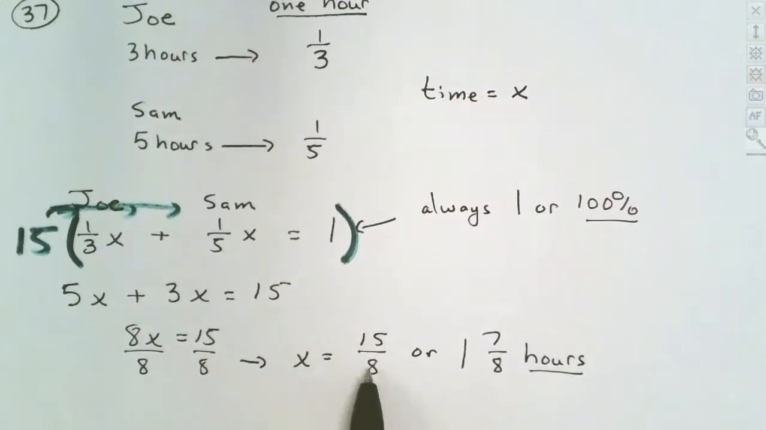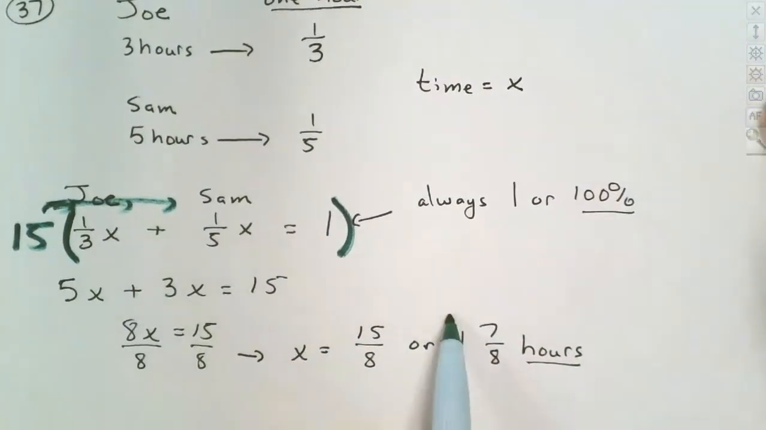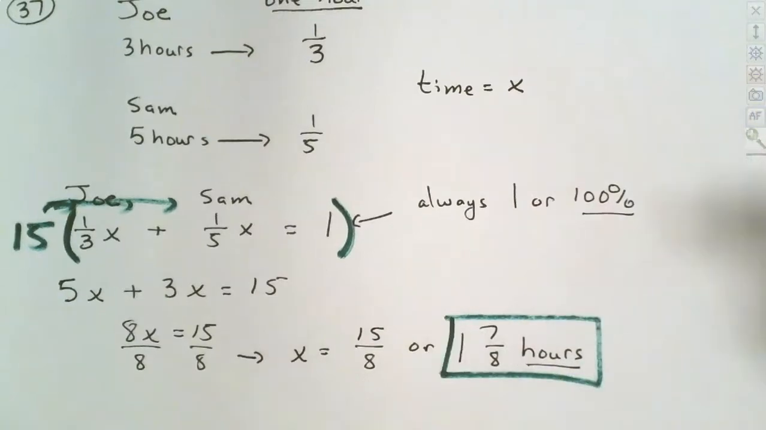We've got 15/8, which is 1 and 7/8 hours. Now, is that less than 3? Yes, so it makes sense for our question. So I would take 15/8 or I would take 1 and 7/8. Either one is fine, or even the decimal equivalent.